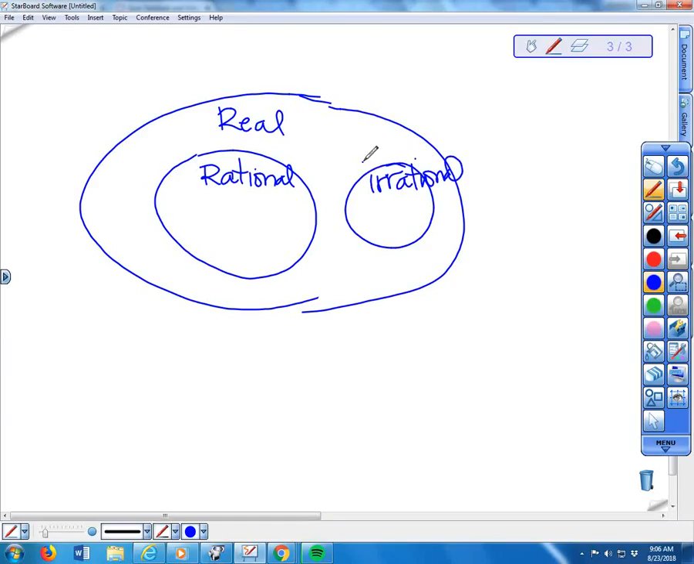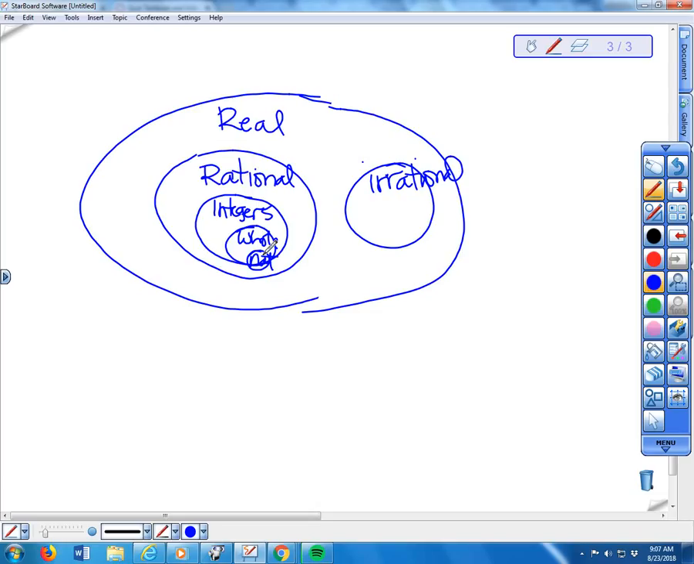Under rational, then, what's my next circle? Integers, because all integers are rational numbers. Then I go to whole. Then I go to natural. I'll just put natural. Because every natural number is a whole number, every whole number is an integer, every integer is a rational number, and every rational number is real.